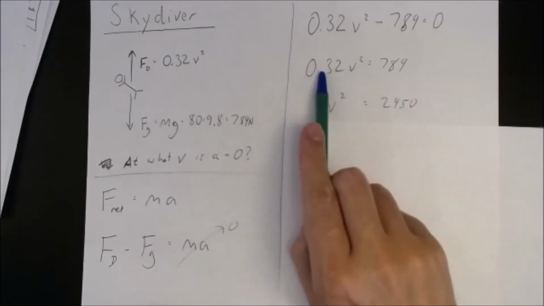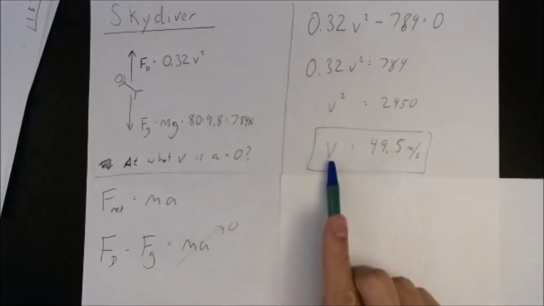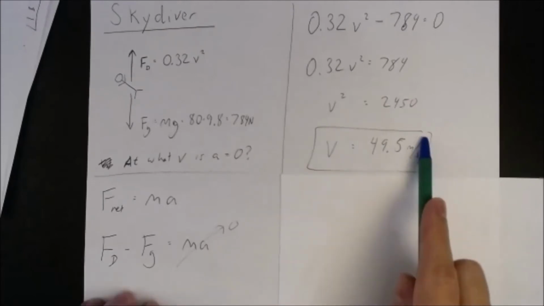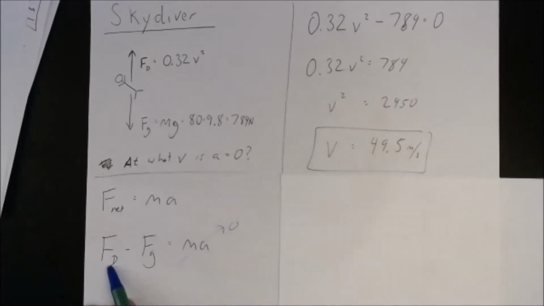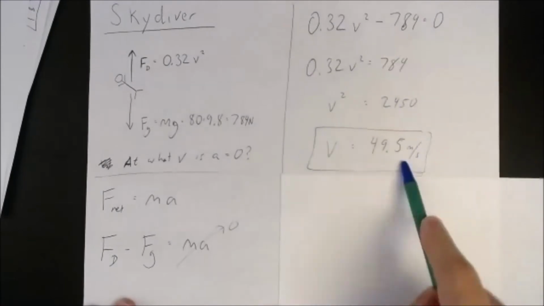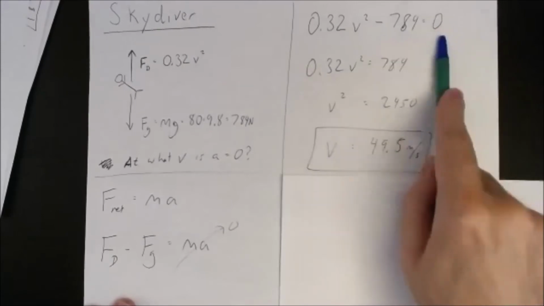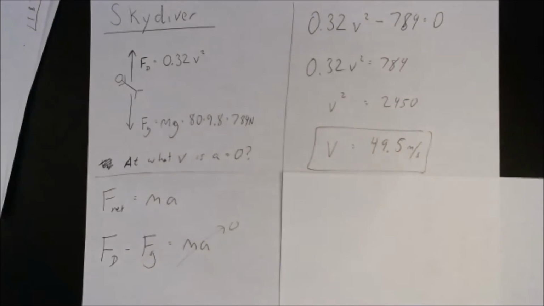I can then divide both sides by 0.32. V squared is equal to 2450. Then I can take the square root, and I find that the terminal velocity of this skydiver must be 49.5 meters per second. If I go all the way back here and plug in 49.5 meters per second into the force of drag, square it, multiply by 0.32, subtract 784, I'll get 0 net force, and therefore the skydiver will no longer be accelerating. The skydiver will just be falling down at a constant rate when the skydiver hits terminal velocity.